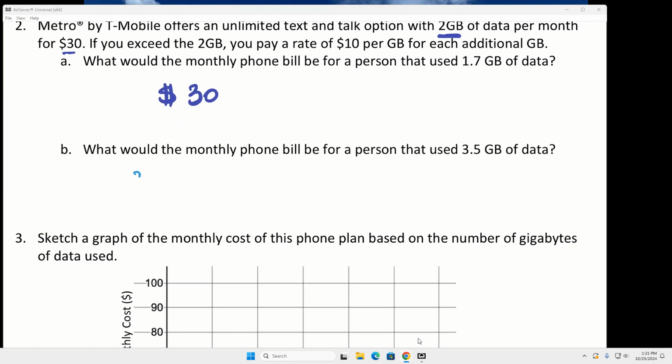Yes. So you pay $30 for the first 2 gigabytes. And then $10 for how many more? Yes. So what did you do mathematically to get that 1.5? Subtract. So you did 3.5 minus 2. That's going to come into play in just a second.